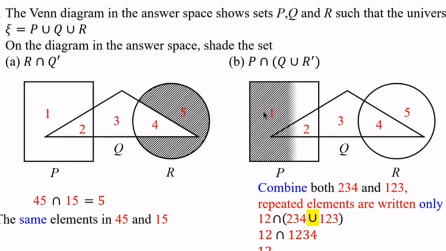And 1 and 2 is intersect with the 1, 2, 3, 4. So the common elements are 1 and 2. So we will shade 1 and 2 for the answer.